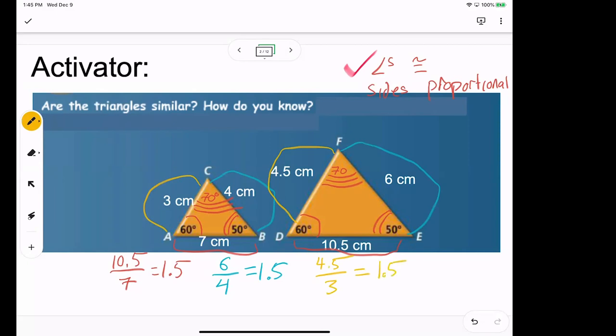Since all three pairs of corresponding sides have the same proportion, they have the same scale factor, and all three angles are congruent, therefore these two triangles are similar. The last thing I'm going to do is to write a similarity statement to match up the sides that go together. So I'm going to say triangle A, and on the other side, 60 goes with 60, so that's going to be D. Then I'm going to use B, which is my 50-degree angle, that goes with E. And then C and F go together. And then I'm going to use my similar sign to say that those two triangles are similar to each other.